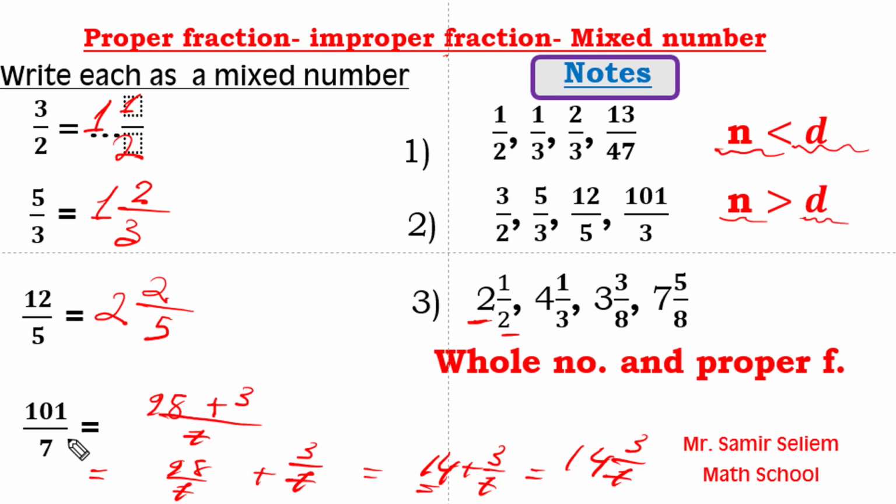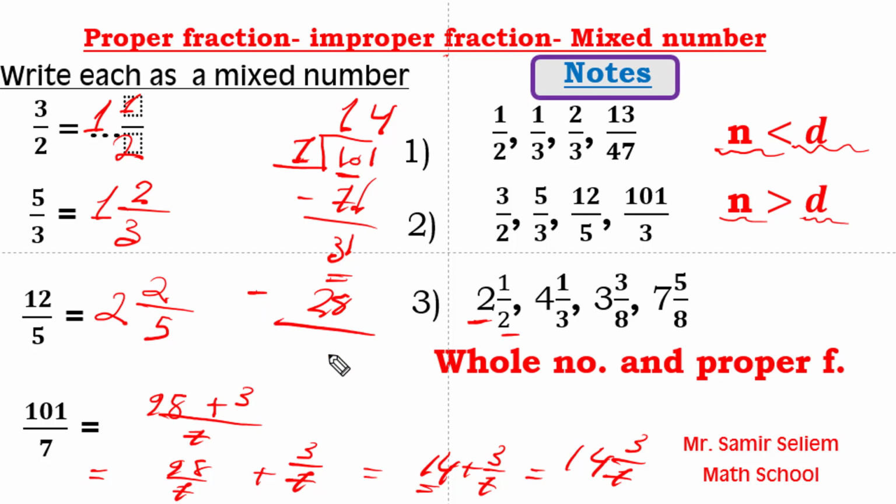The other way is using long division. We will write here 101 divided by 7. We will take the first two digits. 10 divided by 7 equals what? Equals 1. 1 times 7 equals 7. Write a line, subtract. The remainder will be 3. Bring down 1 to be 31. 31 divided by 7 equals 4. 4 times 7 equals 28. 31 minus 28 will be 3. So 3 is the remainder, it will be 14, and the 3 over the same denominator, which is 7.